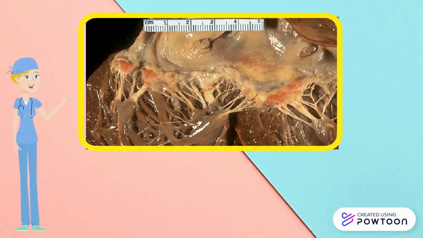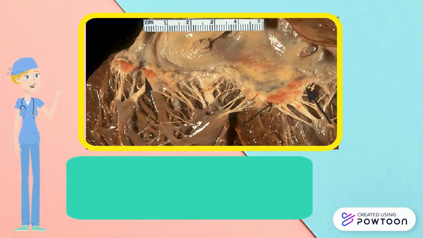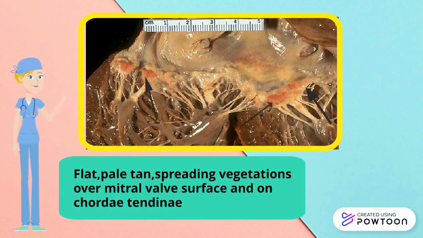This is the gross appearance of the mitral valve of the heart. You can see the characteristics of the mitral valve, which is flat and pale tan, and the vegetations are spread over the mitral valve surface and on the chordae tendineae also.